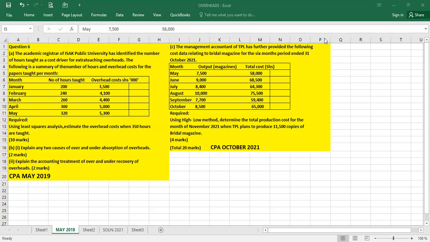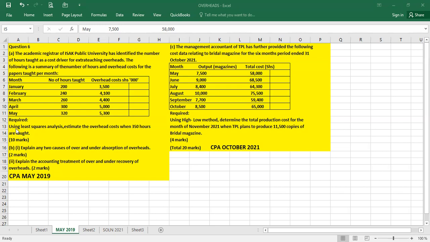For the papers taught per month, we have the months, the number of hours, then we have the cost they spend, that's the overhead cost. They are saying these overheads have a cost driver, the number of hours taught. It's like the cost they have incurred on teaching can only be traced to the number of hours. If you want to determine these, we shall see the cost drivers. Those are the ones that we use to absorb the overheads. We shall see them when we reach that.